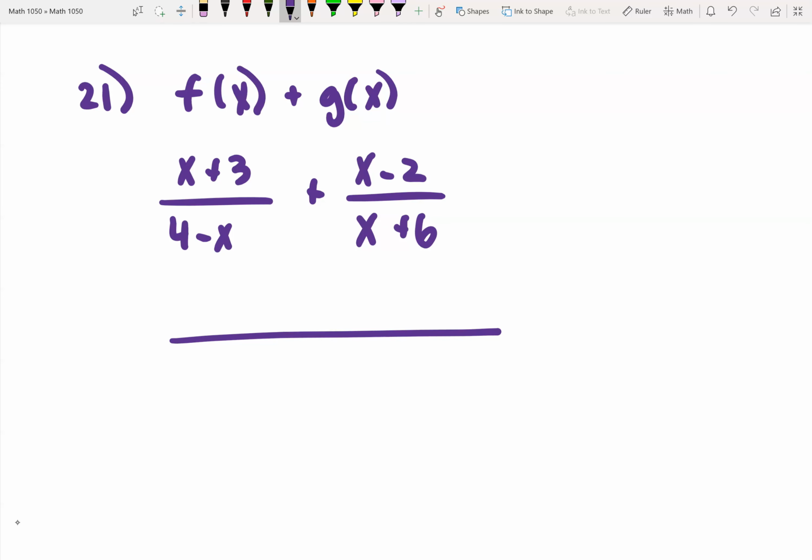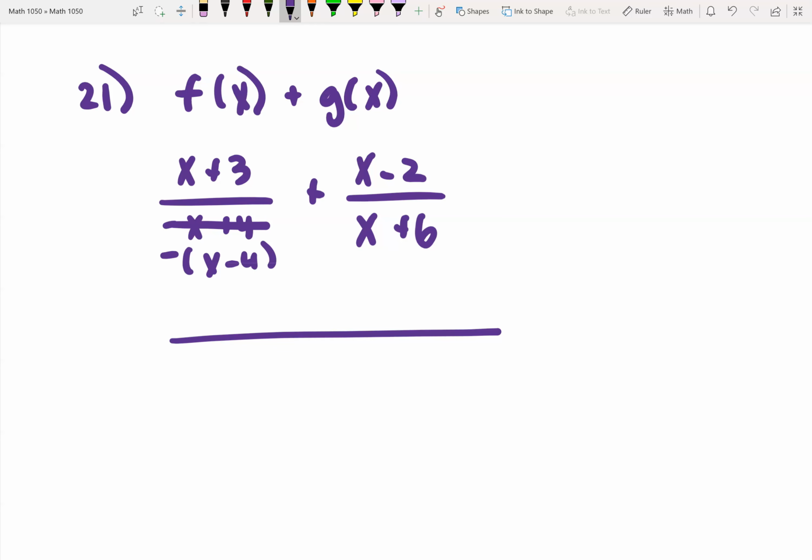Now, I will say this. See that 4 minus x? It's kind of weird. So let's erase it and rewrite it as negative x plus 4. And then it's still kind of weird because of the negative. So if we take out a negative, then you're left with x minus 4. And then it's way better, okay?